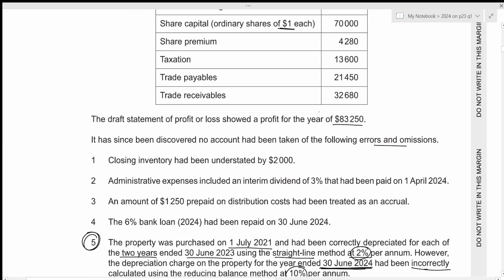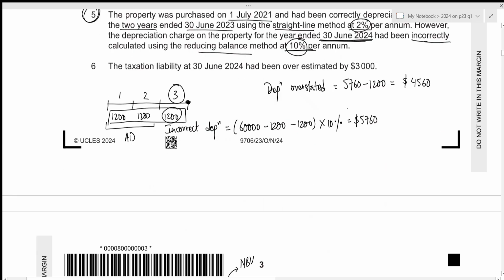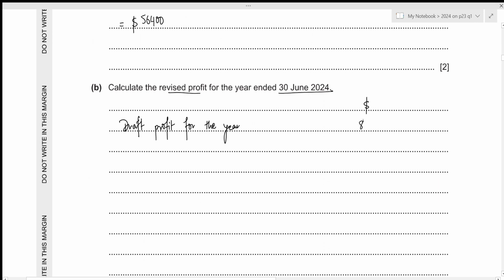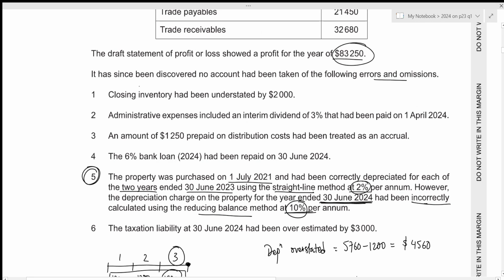Okay, we have been given the value for the draft profit to be 83,250. Now we just need to correct our list of errors. Let's start with the first one.